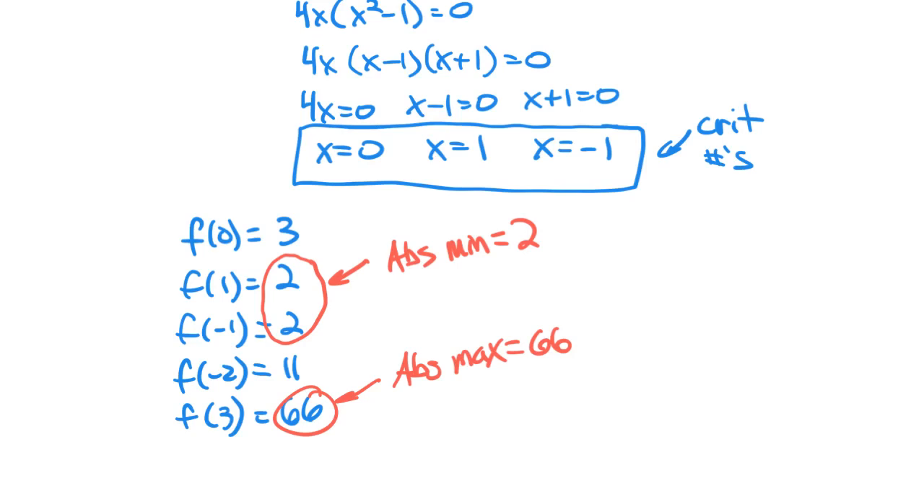Notice I did not say that the absolute maximum is 3. It's not 3. It's 66, the y value, right? You could say the absolute maximum is this point 3 comma 66, but we need the 66. Same thing here. We don't have to say the absolute minimum is 2 and 2. It's just 2. And it occurs when x is 1 and also when x is -1.